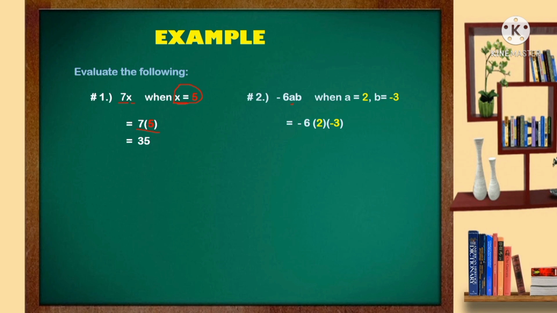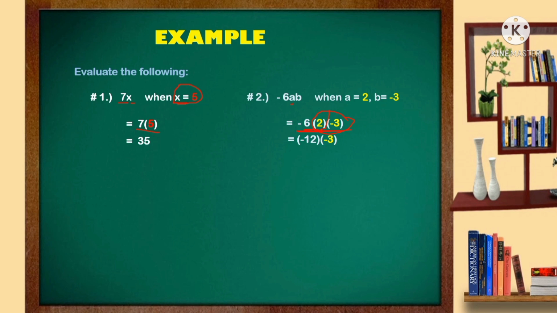So next is to multiply. So negative 6 times 2, or you can also multiply the other pair because they are in the same term, so it doesn't matter. It comes up with the same result whether you multiply this first or the 2 and the negative 3.